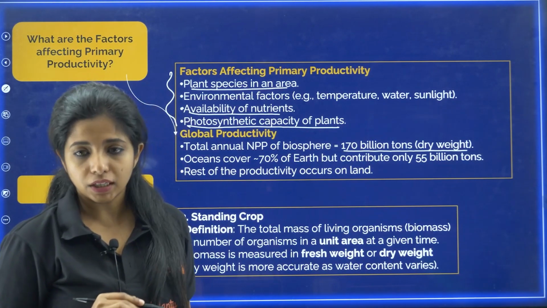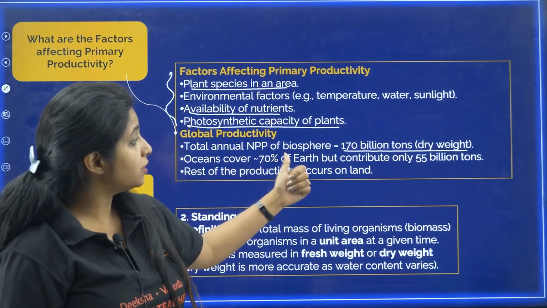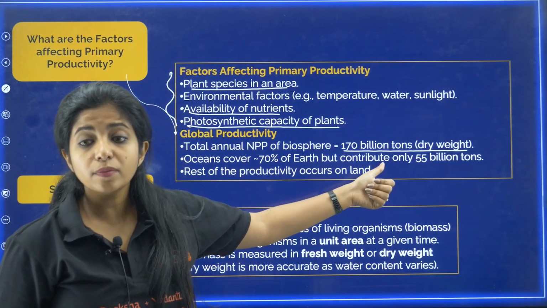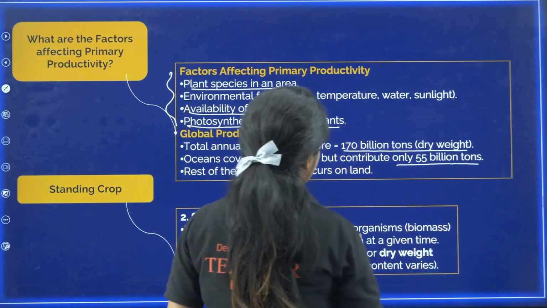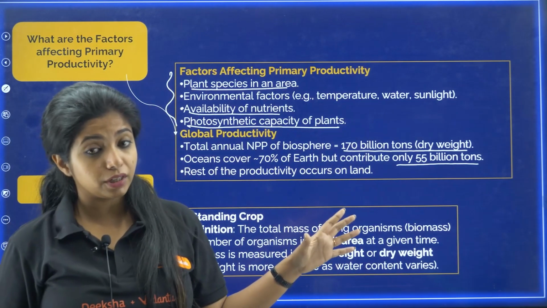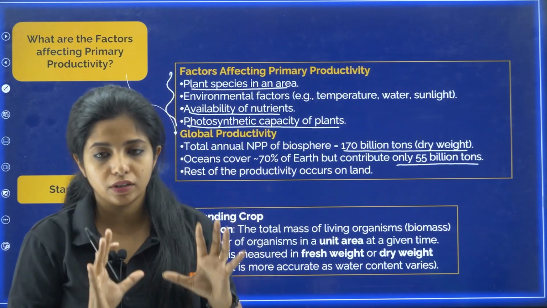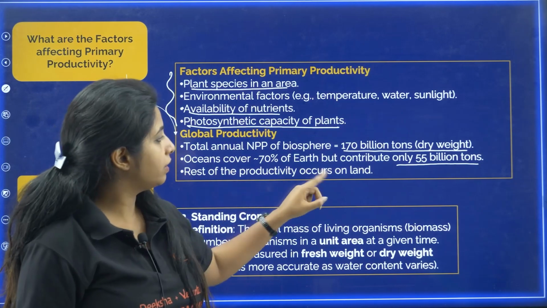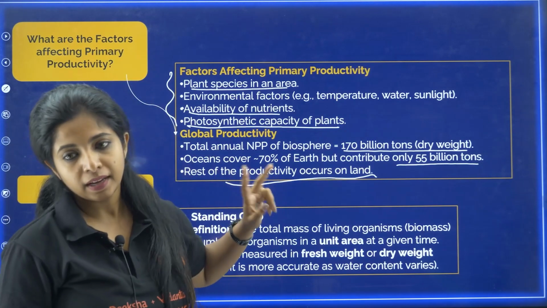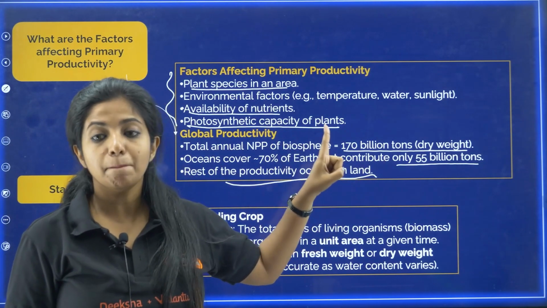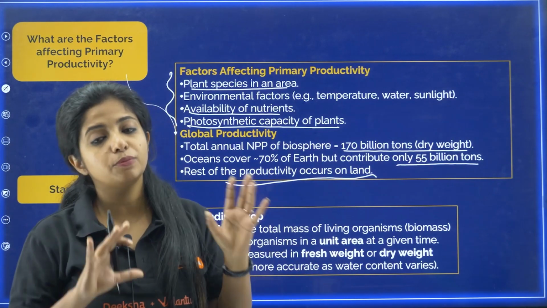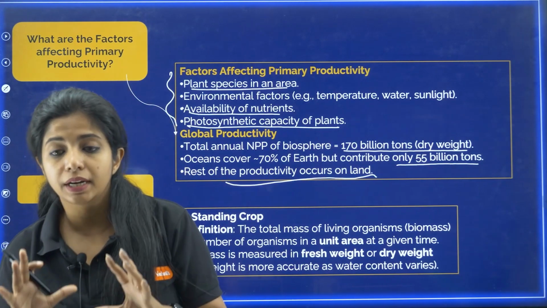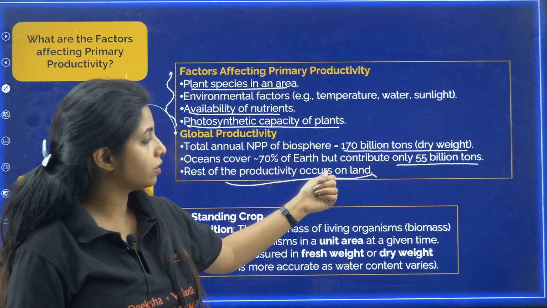170 what? Billion tons. Now ocean covers 70% of the earth but contributes only 55 billion tons. Okay, it covers what? 70% of the earth but gives what? 55 billion tons only. Rest of the productivity occurs on what? The land. Total is what? 170 billion tons, this is a dry weight, and ocean covers 70% of the earth but still produces 55 billion tons, and the rest of the productivity occurs on the land.